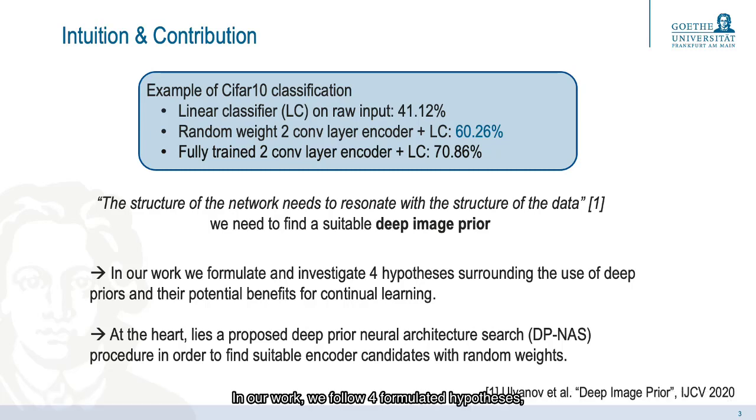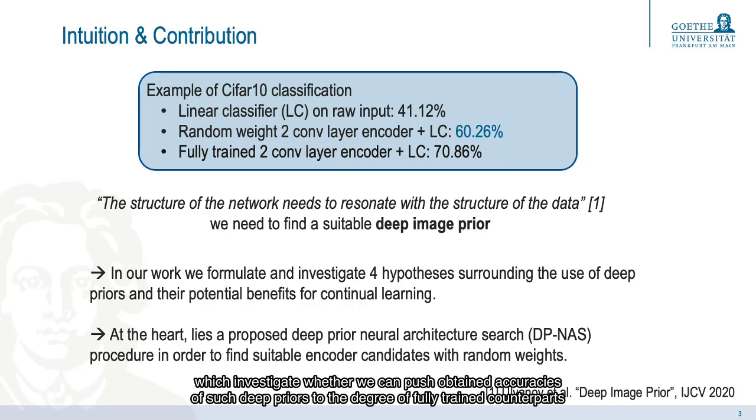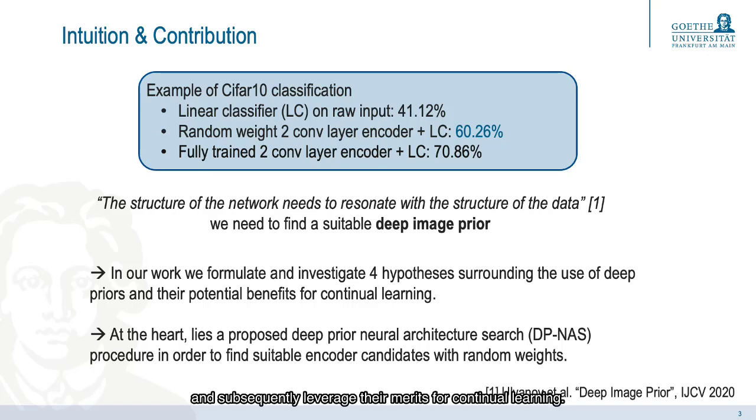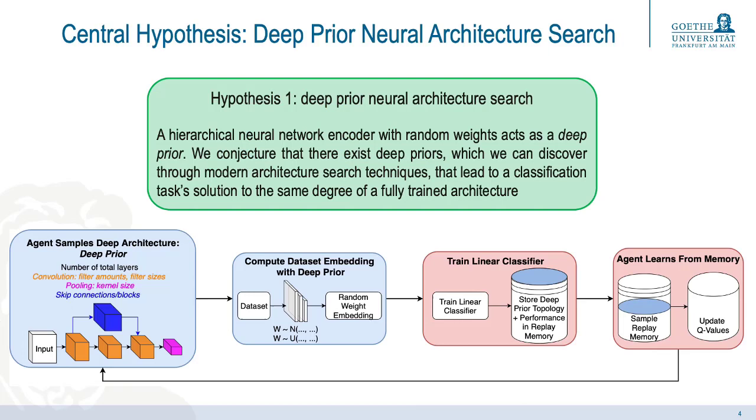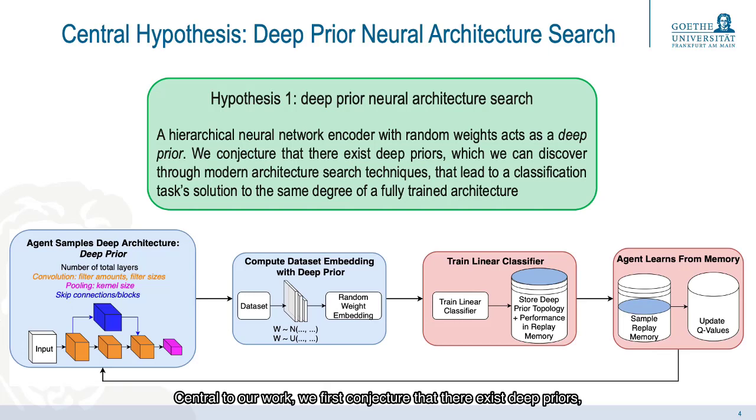In our work, we follow 4 formulated hypotheses, which investigate whether we can push obtained accuracies of such deep priors to the degree of fully trained counterparts, and subsequently leverage the merits for continual learning. Specifically, we formulate a deep prior neural architecture search, DPNAS, in order to find suitable encoder candidates with random weights. Central to our work, we first conjecture that there exist deep priors, which we can discover through modern architecture search techniques, that lead to a classification task solution to the same degree of a fully trained architecture.